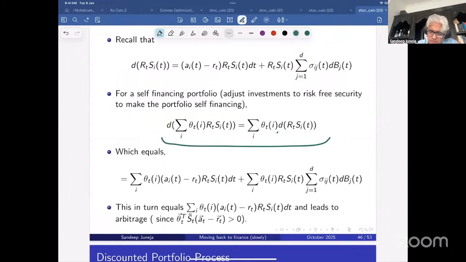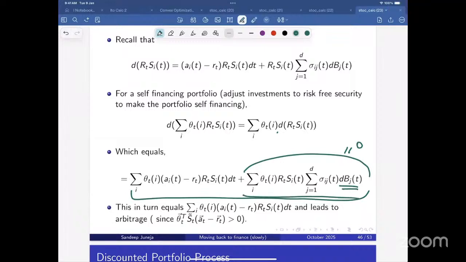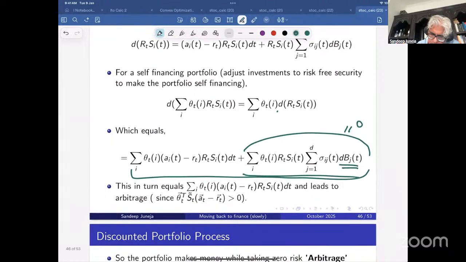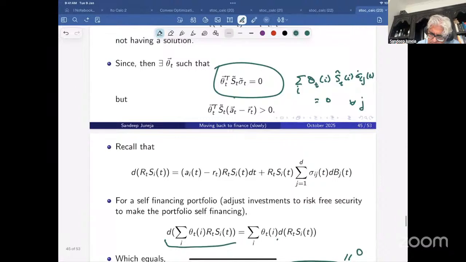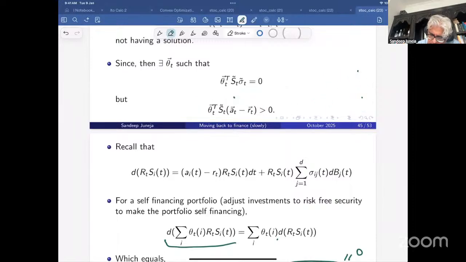Since this equation is valid, let's look at the right-hand side. In the right-hand side, the diffusion term is equal to 0, because the sum over i of theta_t^i S_t^i sigma_{ij}(t) is going to be 0. So the coefficient of dB_j(t) is going to be 0 for each j. So this term is going to vanish. What you're left with is just the drift part, and that we've argued is positive. So then your discounted portfolio is still making money.